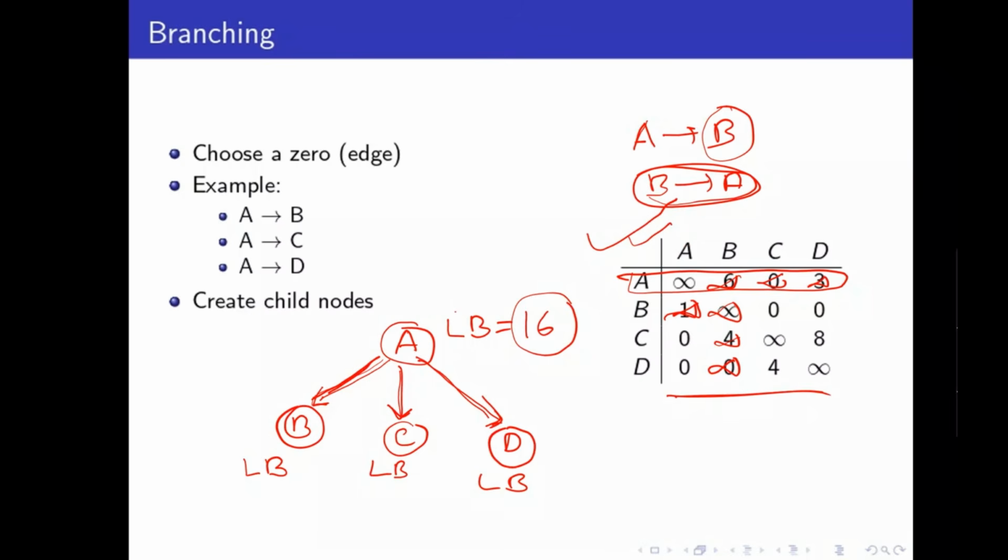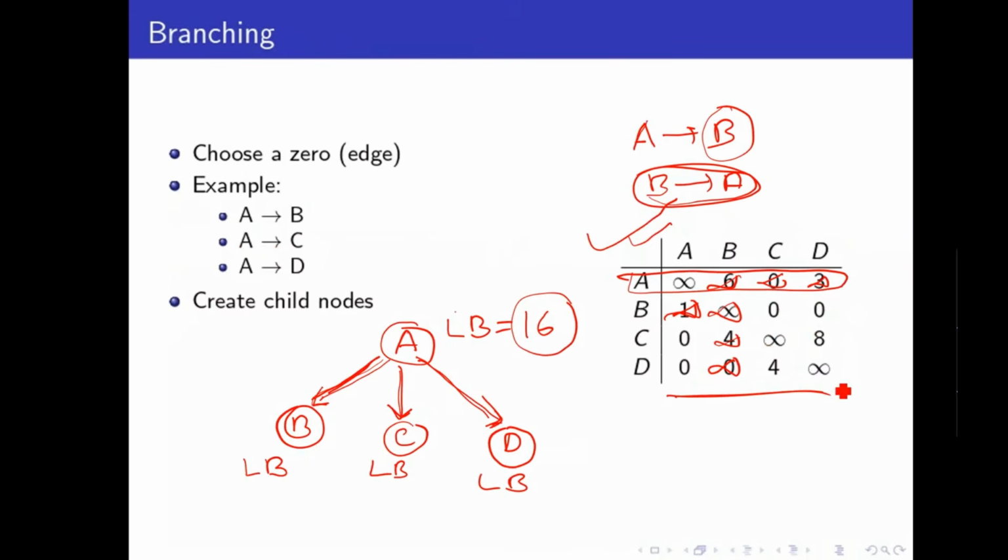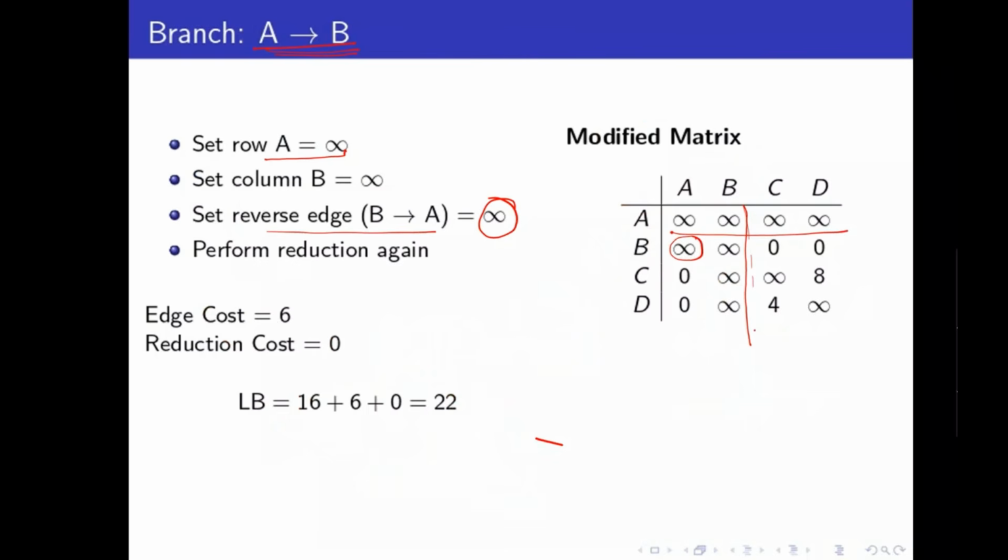So what is the matrix we will get? It is this one. Row A is set to infinite, column B is set to infinite, and the reverse edge B to A is set to infinite. The remaining we have copied from the parent. You can see 0, 0, 0, infinite, 4, 0, 8, infinite. Okay. So when you are calculating the reduction for a node, the first thing you have to do is prepare this modified matrix from the parent reduced matrix.